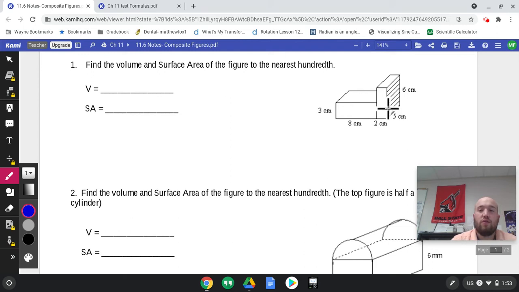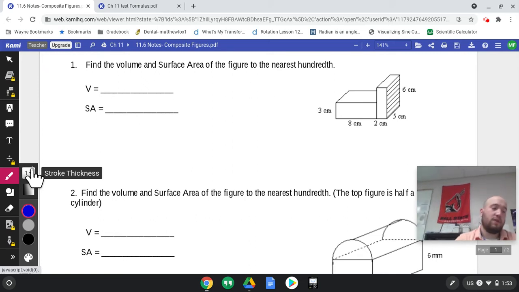because do you see how they overlap, that spot where they touch each other? We cannot count that for either one. That's on the interior of the shape. We only care about the surface area on the outside of it, okay? Because that's on the surface. So let's first talk about the volume.